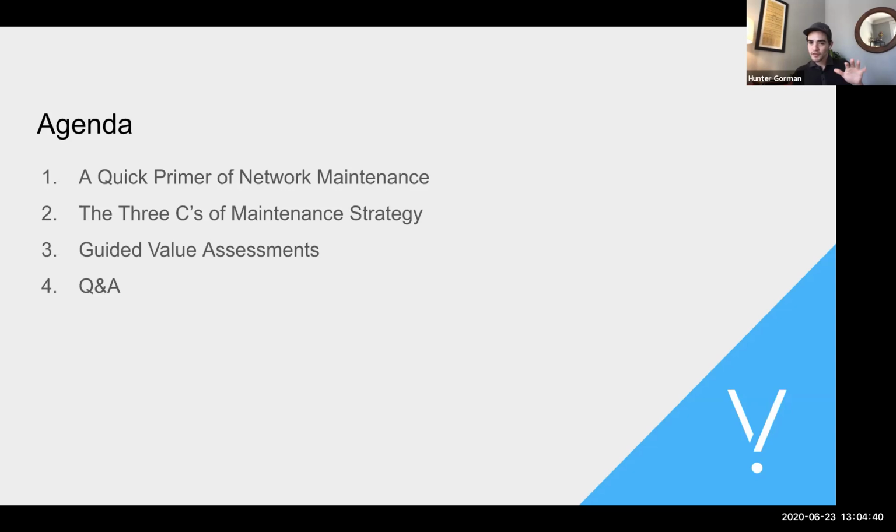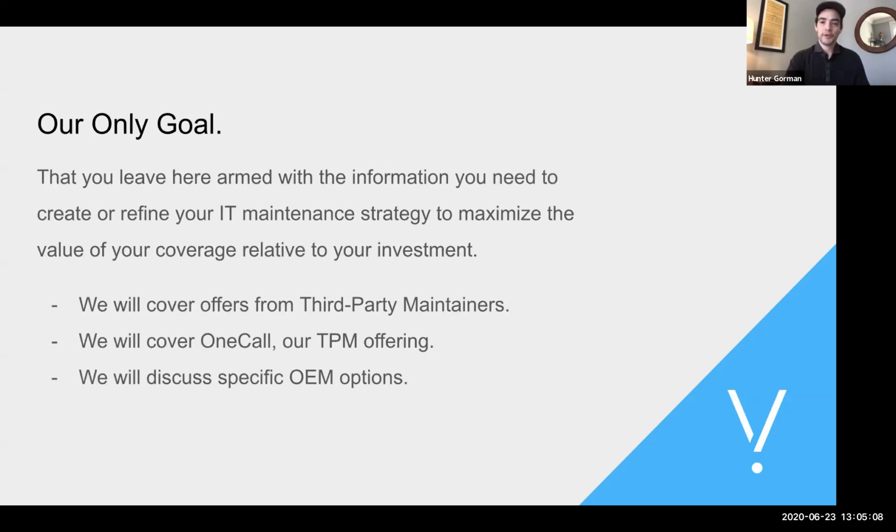There in the middle of that, we're going to have some value assessments and walk through how you can actually start to assess the value of your current network maintenance strategy, and then also as you start to create new maintenance strategies, and add and change things for the future, how you can use those same assessments to make sure you're getting a good deal. And then, like I mentioned, we'll wrap up today with a quick question and answer with Aaron, which we're very, very excited about.